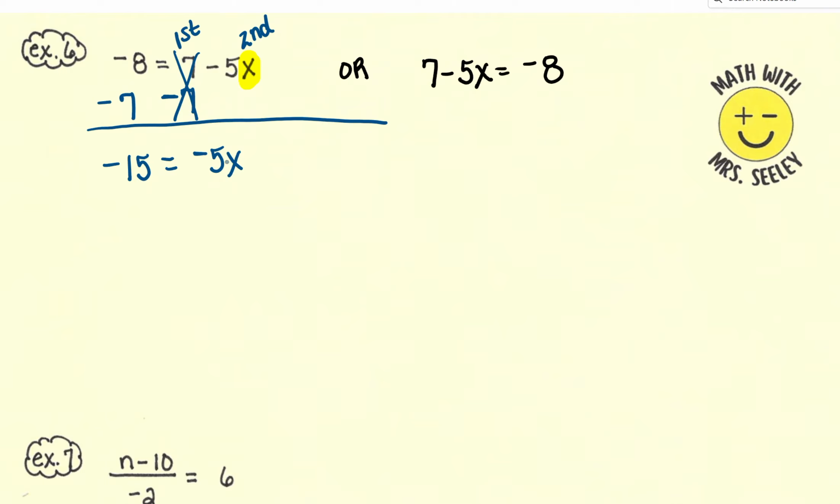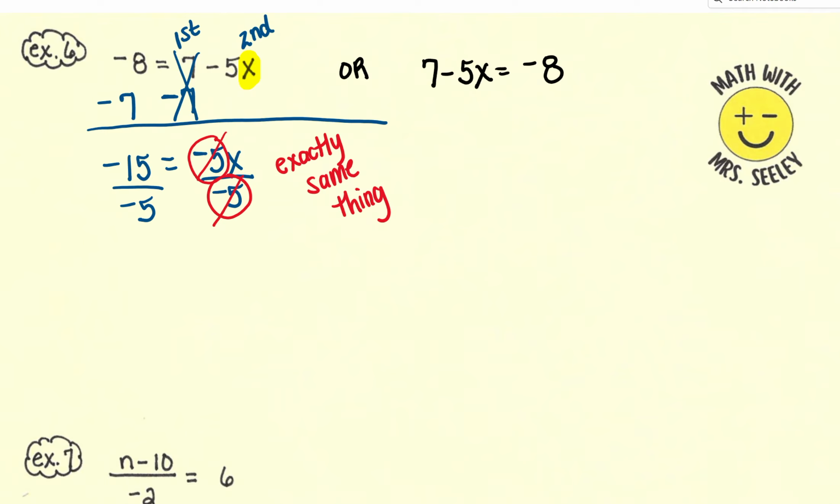Now, it's attached by multiplication, so I'm going to do a division. And we said just a second ago, when you're dividing, you have to divide by exactly the same thing. If you see a negative 5, you have to divide by negative 5. That's the only way to make that fraction cancel. Now, my answer, negative divided by negative, is a positive 3. So x equals positive 3.